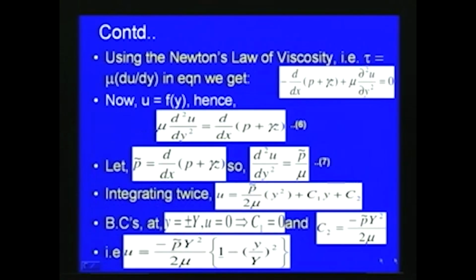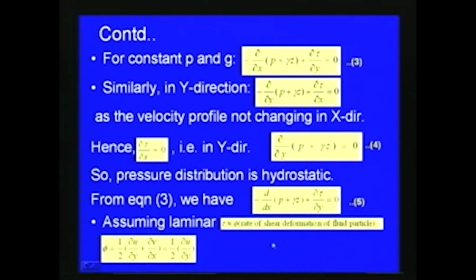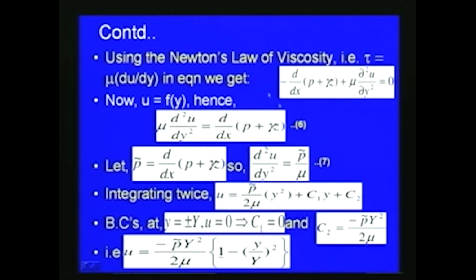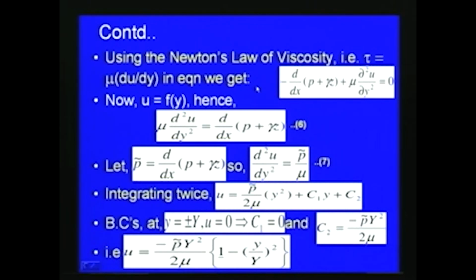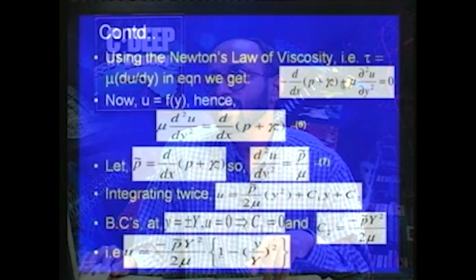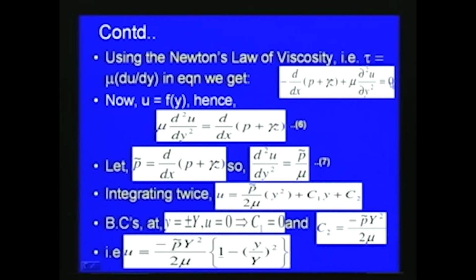So, we can write tau is equal to mu du by dy, which is also coming from Newton's law of viscosity. Now we can directly write this from Newton's law of viscosity and substitute here. So, in equation number 5, if we substitute tau is equal to mu du by dy from Newton's law of viscosity, finally we get minus d by dx of (p plus gamma z) plus mu del square u by del y square is equal to 0.